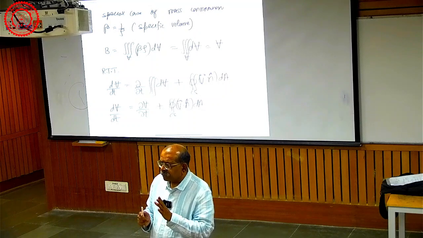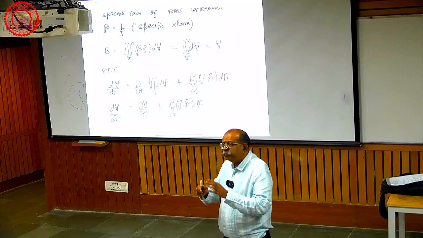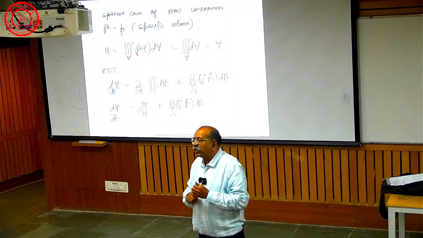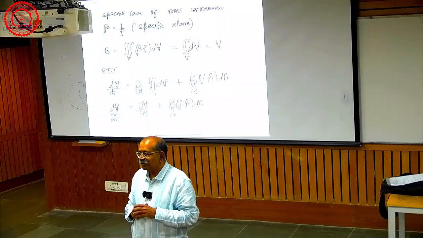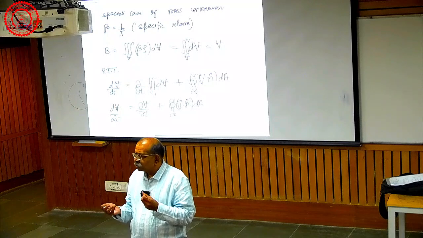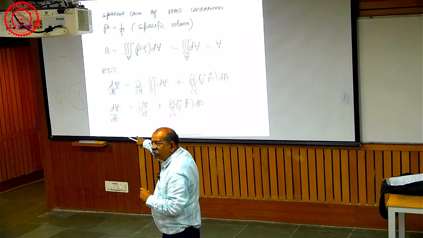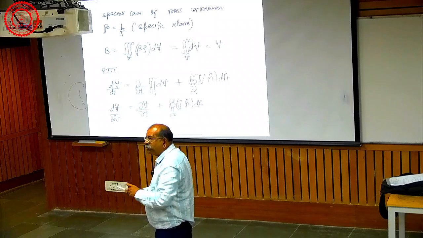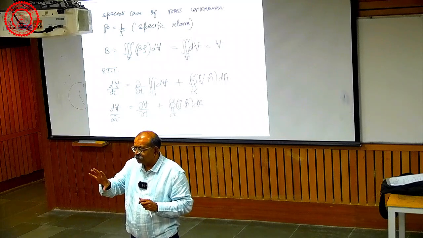Okay? Now, if density is constant, then what happens to the volume of the particles? It is same. So therefore, it will not change. So if density is constant, then the left hand side is 0. The right hand side, the first term is 0 if the volume is constant. Okay?